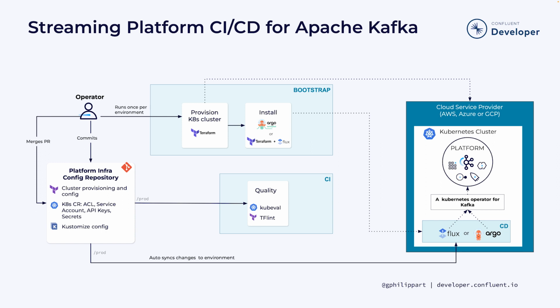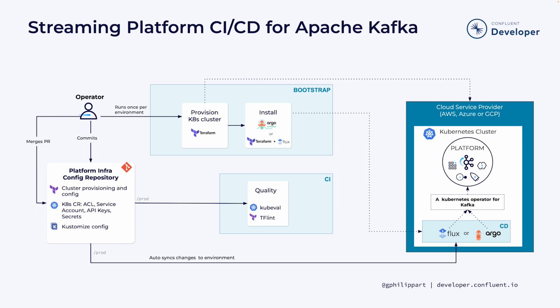Flux CD and Argo CD are GitOps agents designed to sync the state between Git and Kubernetes in real time. Both are Cloud Native Computing Foundation projects, so there's a large community behind each tool, committed to provide support and help developers get started. This pipeline will automate the creation of the Kubernetes cluster, the installation of the GitOps agent, and then the creation and maintenance of our streaming platform based on Apache Kafka.